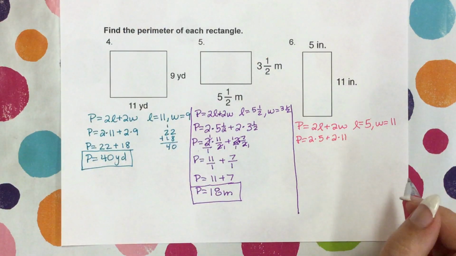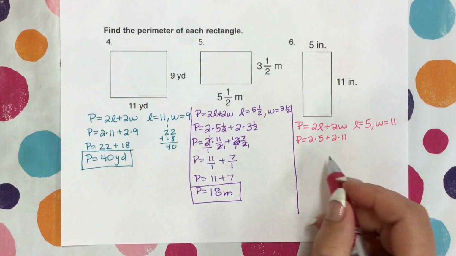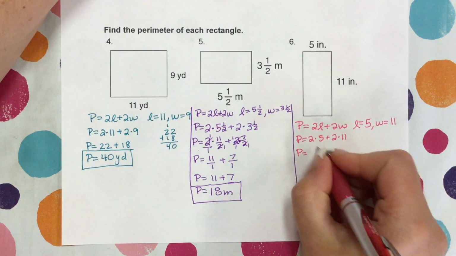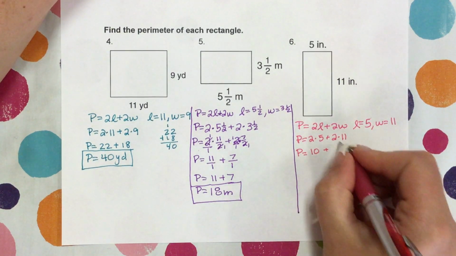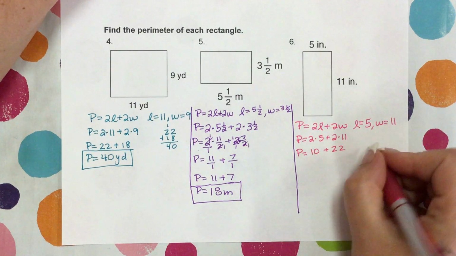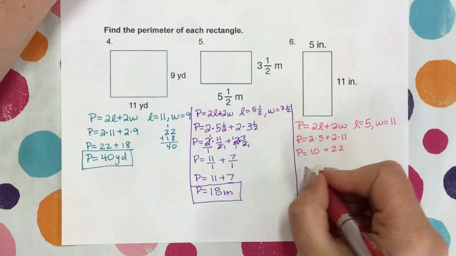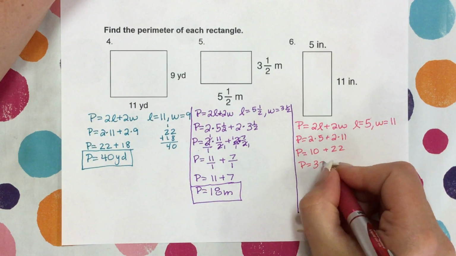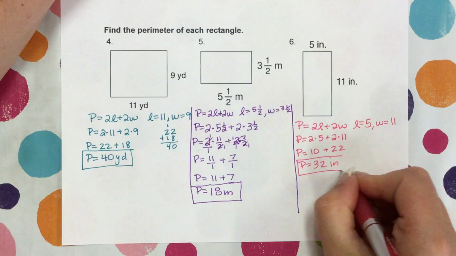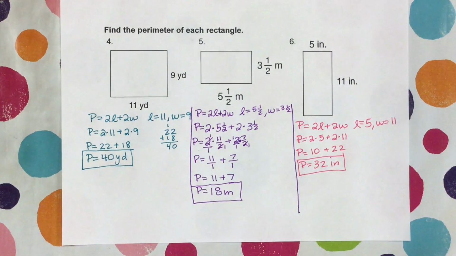Now, order of operations states that we have to do the multiplication before the addition, so that's what we're going to do. Perimeter equals 2 times 5, which is 10, plus 2 times 11, which is 22. And if you add 10 to 22, you end up with 32. So it's 32 inches, and then put a box around it. So if you got all of those right, wonderful job, and let's go on to the next page.